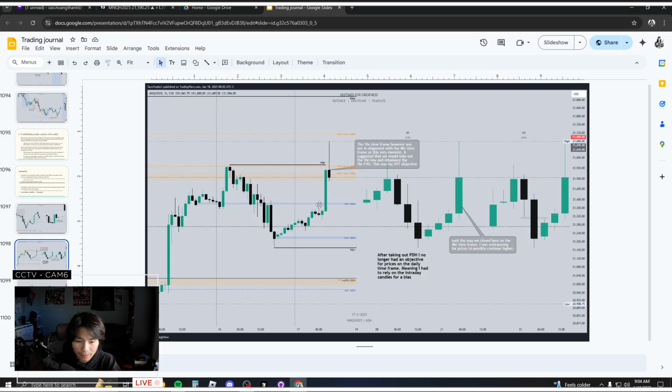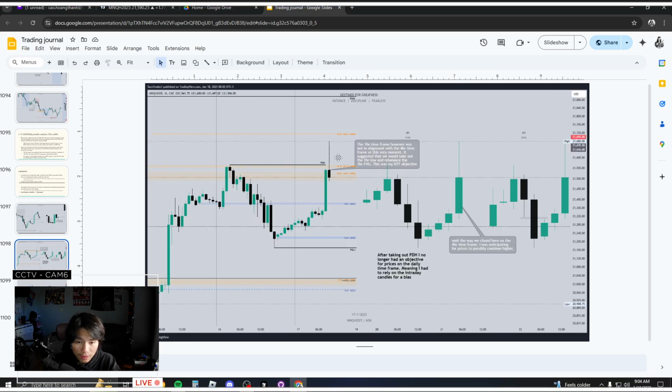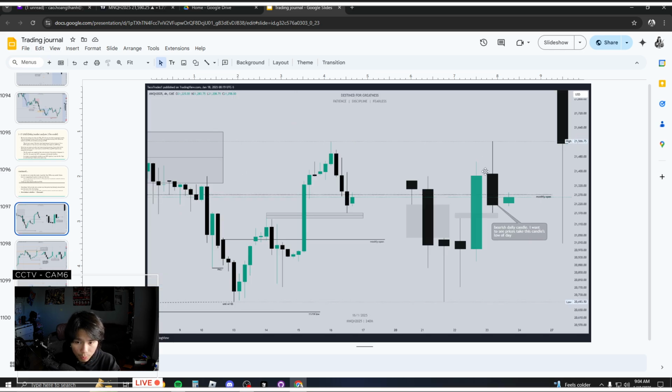However, this is a case where that idea doesn't play out, right? Coming into the Asian and London session, we disregarded that previous day low and we expanded towards previous day high. So now we completely disregarded the daily objective, and we ended up taking out previous day high.